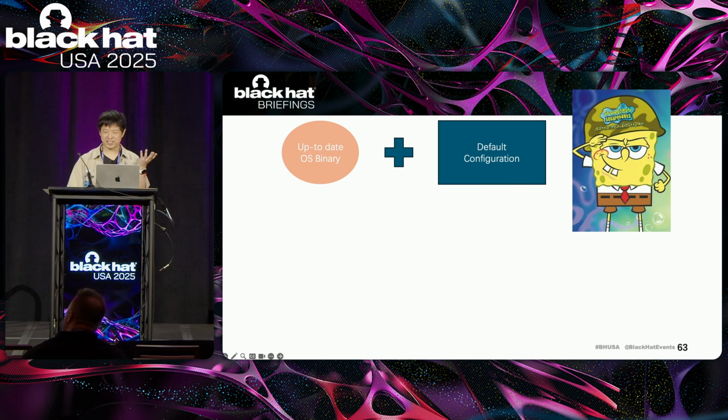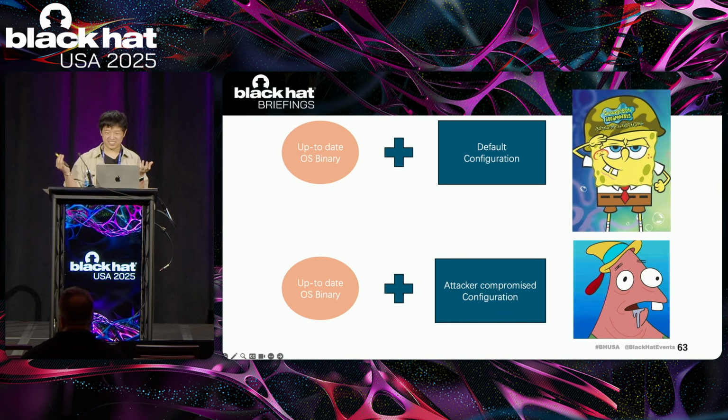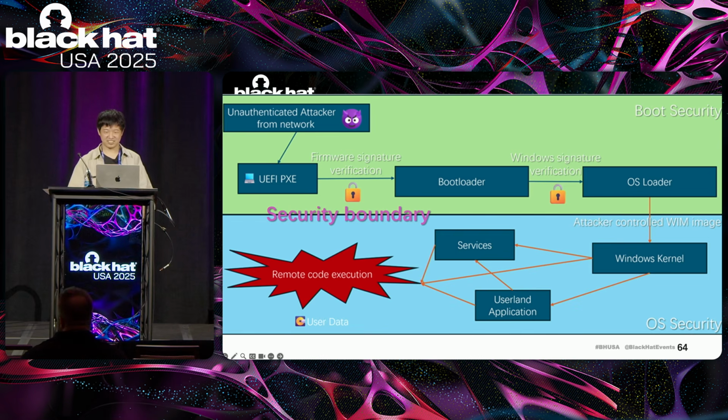Here's what the world looks like. We have a trusted binary. We have a default configuration, a reliable system. We have a trusted binary. We have an attacker-compromised configuration, a vulnerable system. So the configuration file can be embedded in the WIM image, delivered to the victim remotely. This is crucial. By controlling this configuration file, we can enable non-default components with vulnerable configuration, potentially exposing the system to attacks.